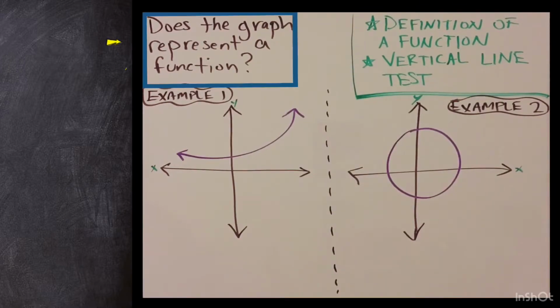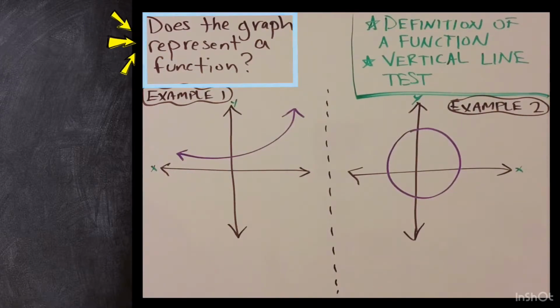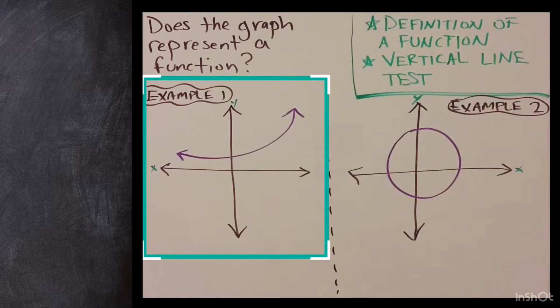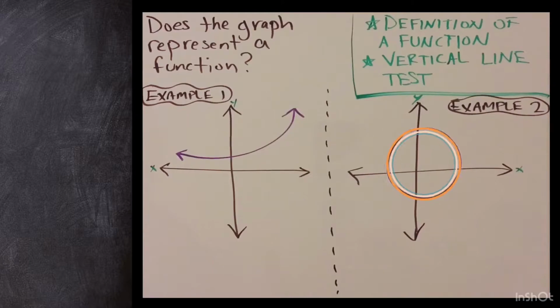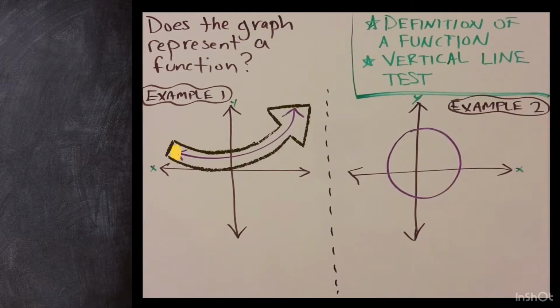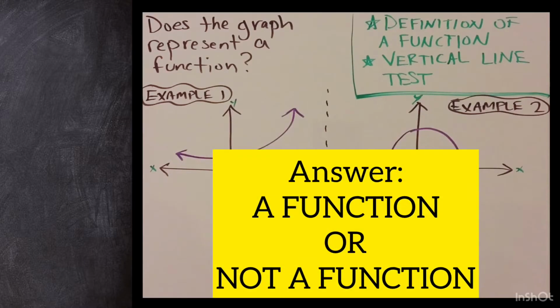Now, if you look at the top left-hand corner, it's our question. Does the graph represent a function? Then we have two examples. Example 1 shows you a graph. You see here we have our x-axis that goes left to right, and then we have our y-axis that goes up and down. It's the same thing in example 2. We have our graph laid out, but this one is actually a circle as opposed to the first example that is some sort of curved line. In the end, you're going to state whether the graph represents a function or not.